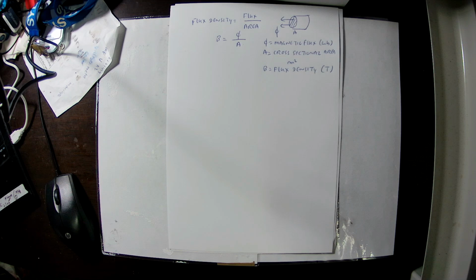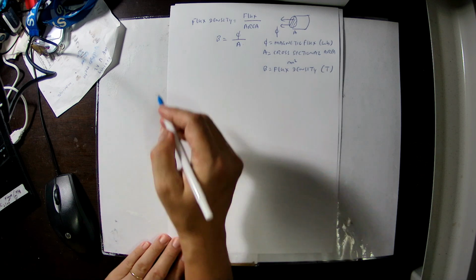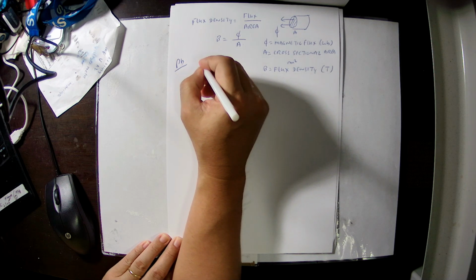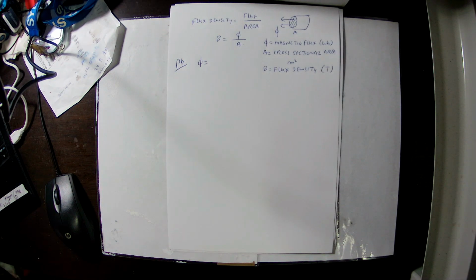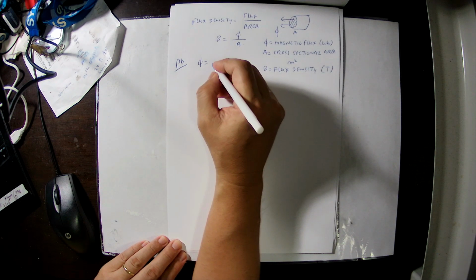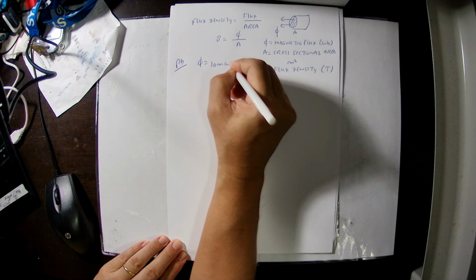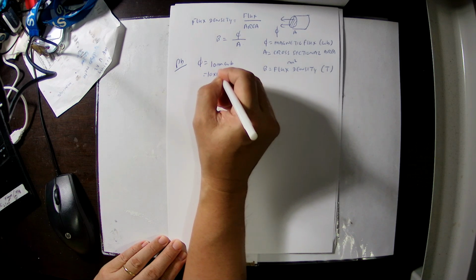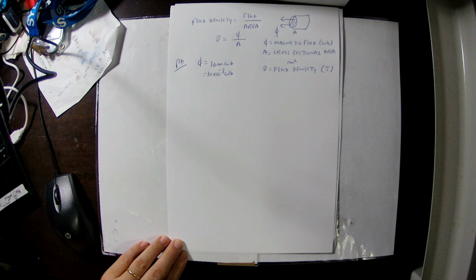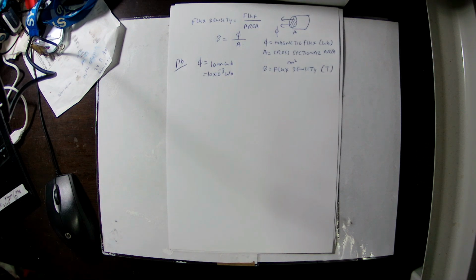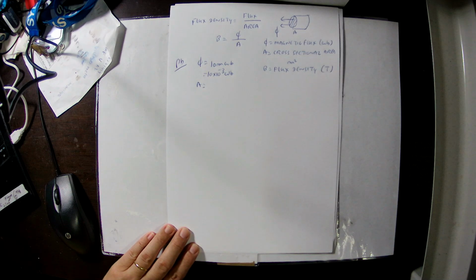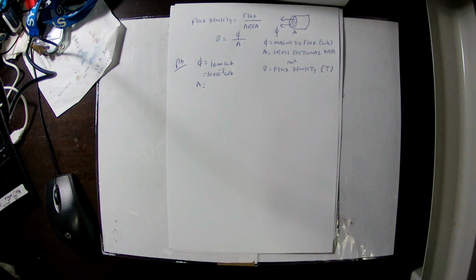So based on this, we solve one problem. The flux produced by a magnet is 10 milliweber. Determine the flux density if the area is 250 millimeter square. In this case, flux phi is 10 milliweber, so 10 into 10 power minus 3 Weber. This is the 10 milliweber. Area A is 250 millimeter square.